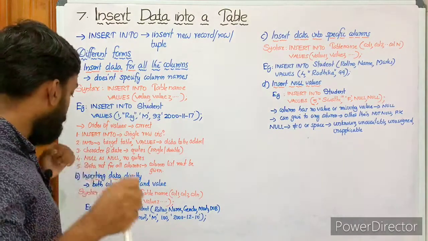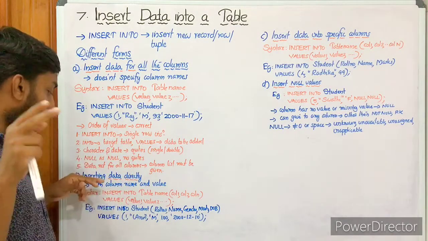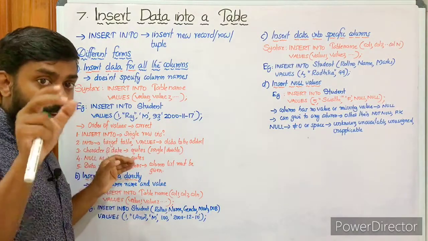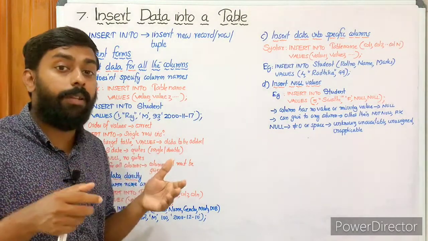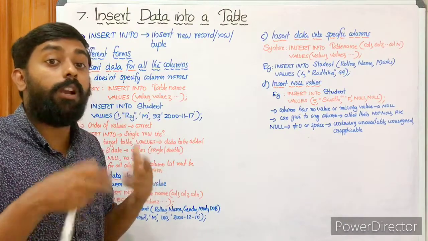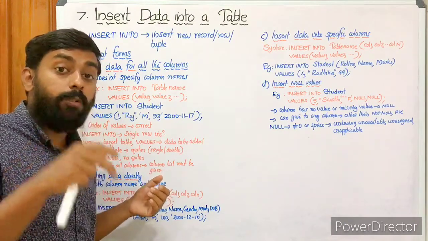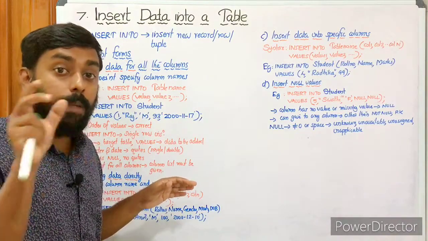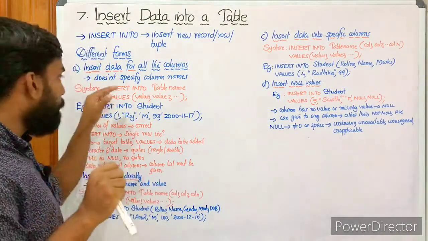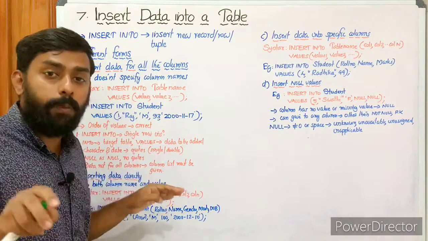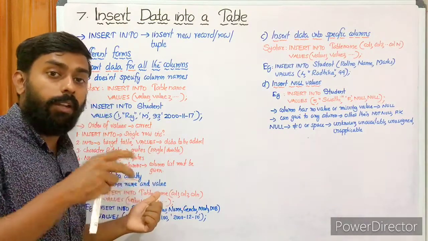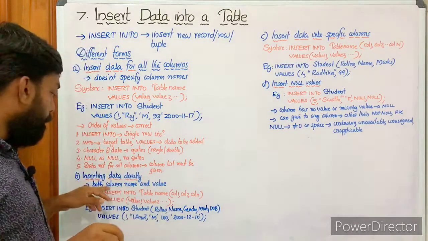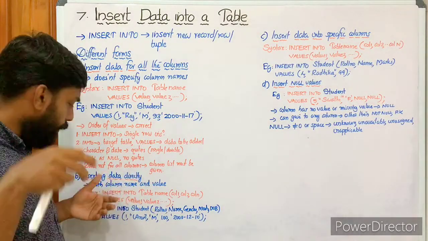Hope you get it. Okay, let's move on to the second way of inserting data, inserting data directly. Inserting data directly means by specifying what? The column list. Here also we are inserting into all the columns, but specifying the column list. First we inserted into all the columns without specifying the column list. Second we are inserting into all the columns, specifying the column list. That's the difference. Then both column name and value are given.